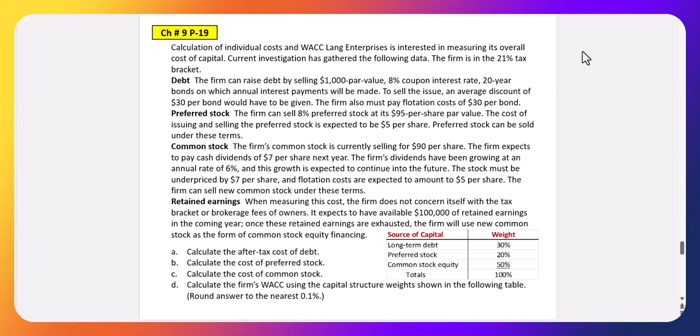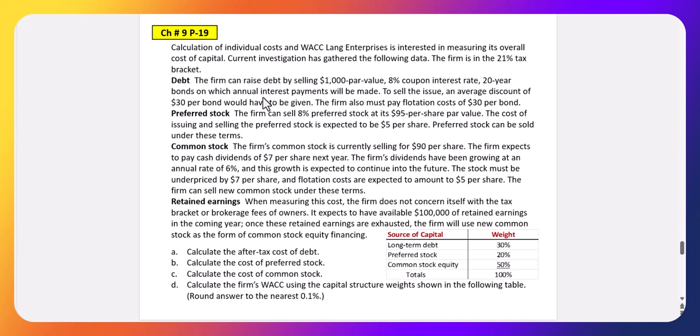Our last problem for today is number 19. We're going to calculate the weighted average cost of capital for Lang Enterprises, because they're interested in measuring its overall cost of capital. Okay, so we have the following data. Lang Enterprises, very importantly, is at a 21% tax bracket. We'll use that 21% tax bracket when we calculate the cost of debt. We don't use the firm's tax bracket rate when we calculate any equity or our retained earnings.